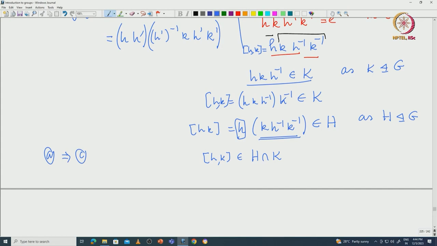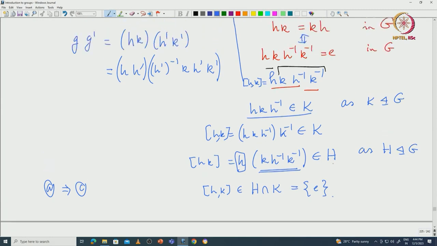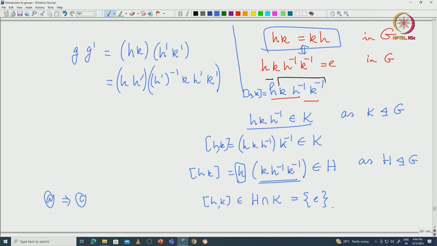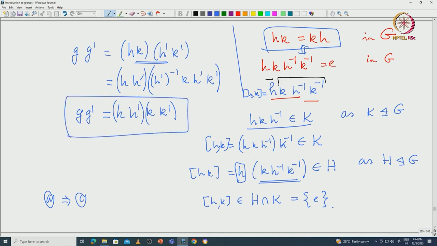Okay, so the H intersection K is identity. So that means the commutator is actually identity. So that means HK is the same as KH. So you can see that in this thing, if you take this K H dash, you can replace it with H H dash K K dash, which is the grouping. So G G dash is exactly this element. So the image of G G dash will be exactly H H dash comma K K dash.